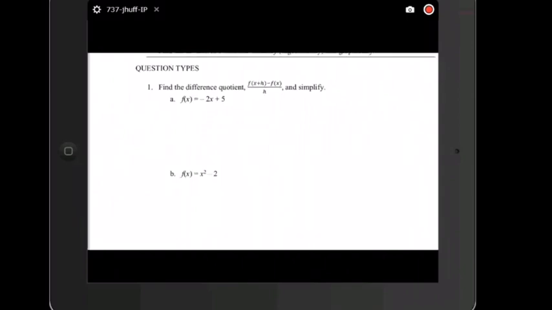So, question 1, this is from the very first section that we did at the beginning of the semester, section 2.1, finding the difference quotient. I've given two examples here. One is a linear function. Part B is a quadratic function. And the difference quotient is here. It won't need to be memorized. It'll be embedded in the problem if it's something you're expected to do.